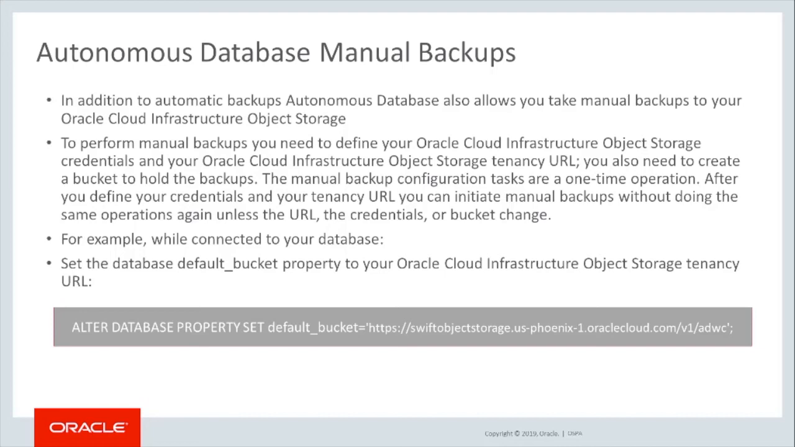After you define your credentials and your tenancy URL, you can initiate backups without doing the same operations again unless the URL, the credentials, or the bucket change. For example, while connected to your database, to define your backup bucket, run the following commands. Set the database default bucket property to your Oracle Cloud Infrastructure Object Storage tenancy with the ALTER DATABASE PROPERTY SET default_bucket equals bucket name.